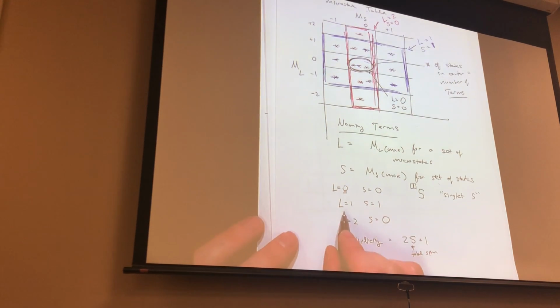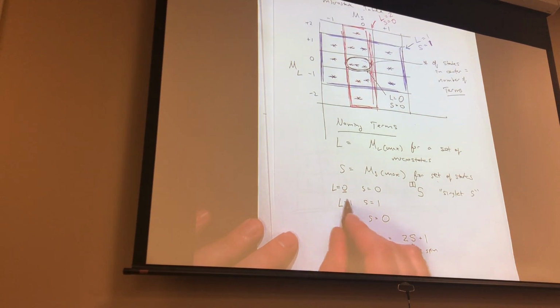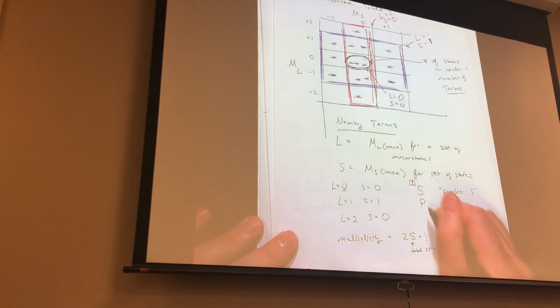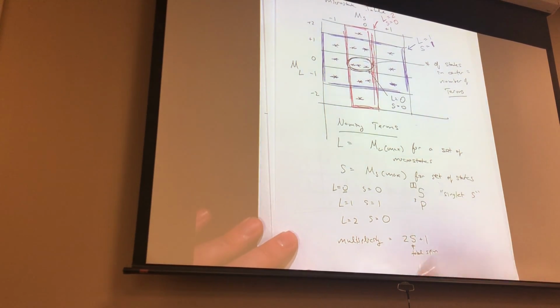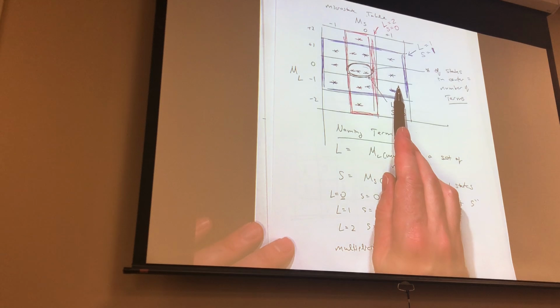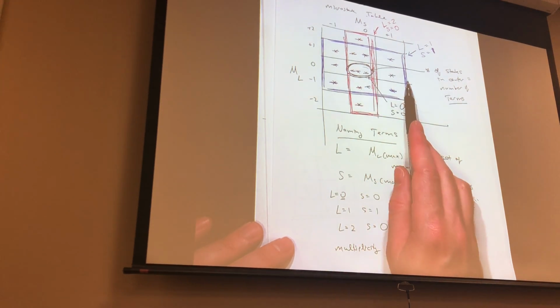Okay. Let's use this next one, L of 1 and S of 1. So if this was an atomic orbital, what would its letter be? P. And then you double 1 and add 1, so it's 1 times 2 plus 1, that's 3, so it's a triplet P. Or you could say, look, there are 3 boxes here, right? There are 3 spin values, that's a triplet.